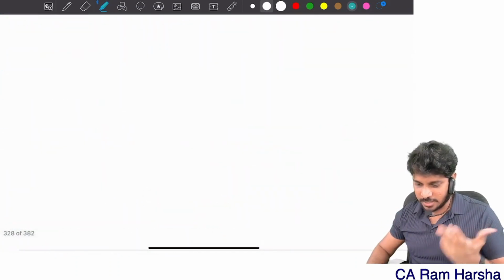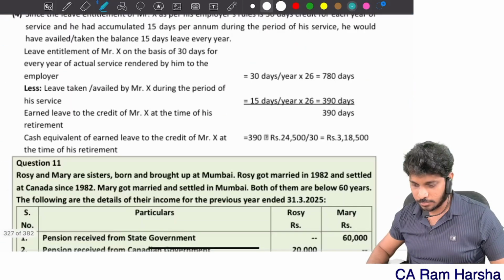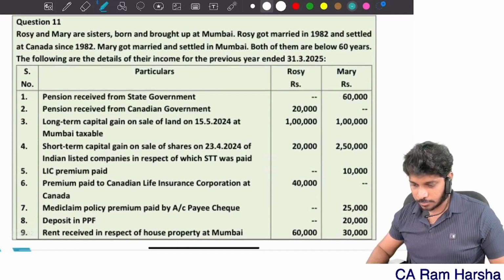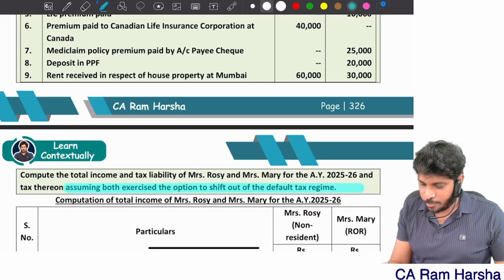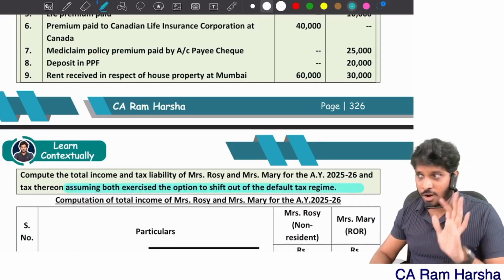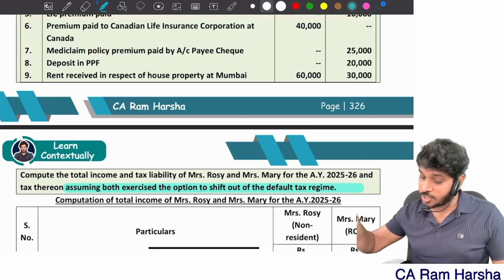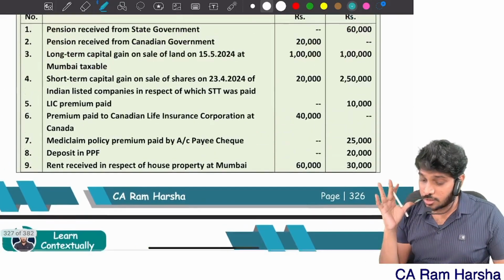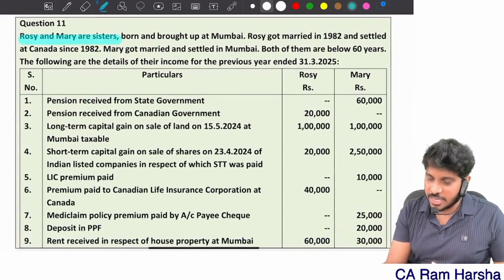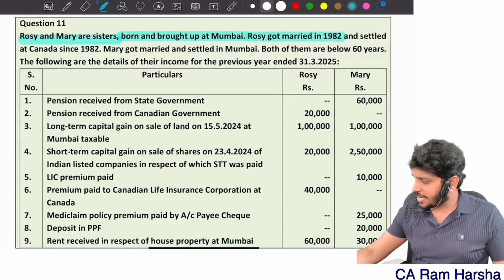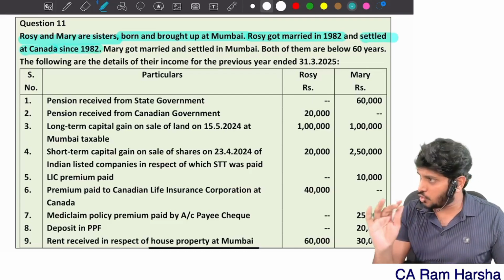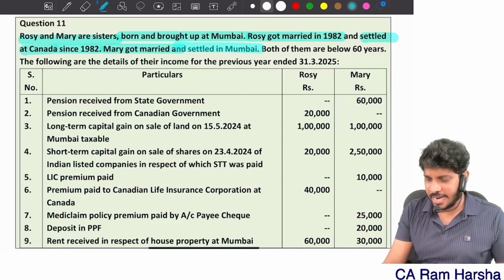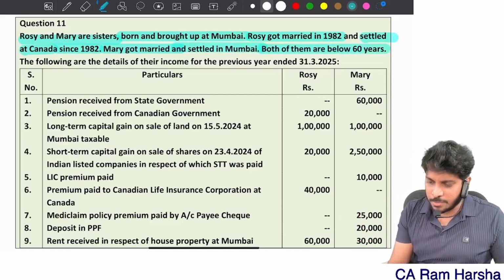Now next, we will see some problem randomly. Rosie Mary residential status related problem. Assuming both exercised the option of shifting out of the default tax regime, means they are choosing the optional tax regime. Yes or no? You know what they are asking? Rosie and Mary are sisters, born and brought up in Mumbai. Rosie got married in 1982 and settled in Canada since 1982. Mary got married and settled in Mumbai. Both of them are below 60 years.